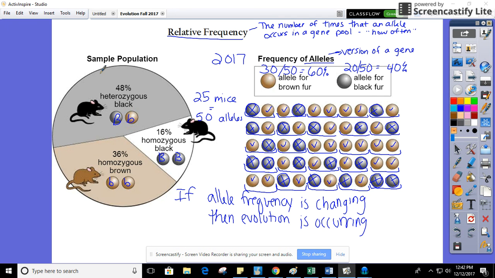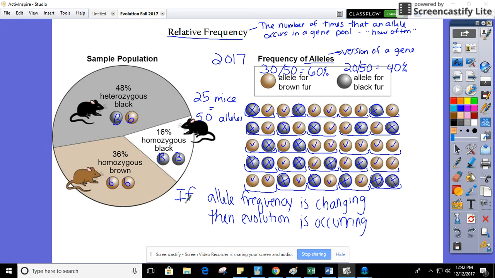So if we look, we have a gene pool of mice. It appears that the black colored mouse is more prevalent. However, upon looking at the gene pool, which is over here, the allele for brown fur is actually more frequent. So we can calculate that by counting up how many alleles there are, which there's 50 total alleles. 30 of those, and you can see the check marks, are the brown fur allele. So you take 30 divided by 50 and you get 60%. Whereas the black fur allele, there are 20, and that's 40%. Really, a lot of this can be attributed to the fact that there are more heterozygous black mice.